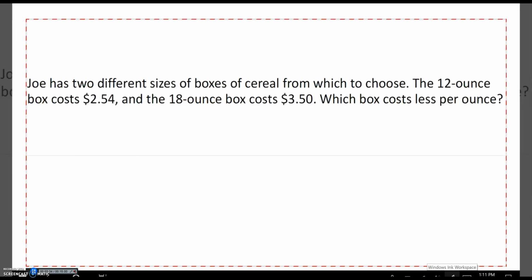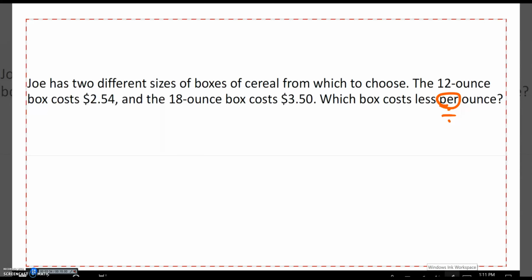Okay, so Joe has 2 different sizes of boxes of cereal from which to choose. The 12-ounce box costs $2.54, and the 18-ounce box costs $3.50. Which box costs less per ounce? So I need to compare the 2 boxes. So I want to know how much it costs per ounce. So I'm talking about divide. So I'm talking about my cost divided by my ounce.